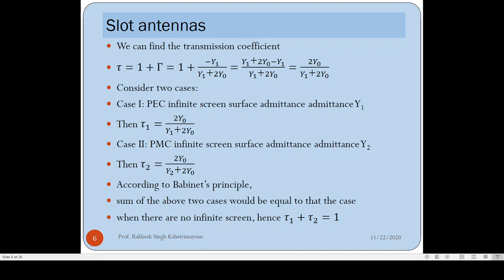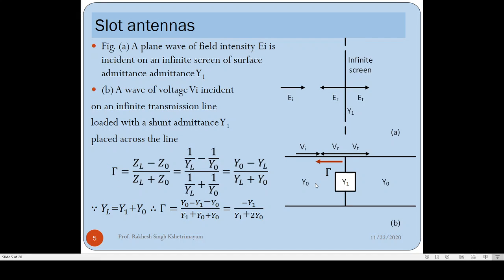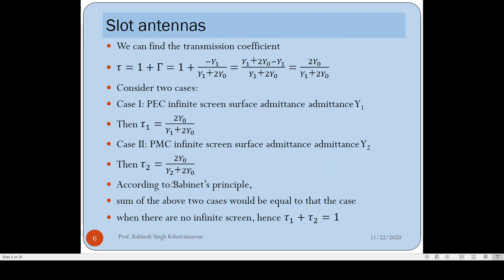According to Babinet's principle, let's say if the screen were not there, that means this Y1 will not be there. If Y1 was not there, then how much would be the transmission coefficient? The transmission coefficient will be 1. Nothing was there on the line. The wave was propagating, there is no reflection. All the signals are going to the right-hand side. So the transmission coefficient when this shunt admittance was not there would be equal to 1. So from Babinet's principle, tau 1 plus tau 2 should be equal to 1.